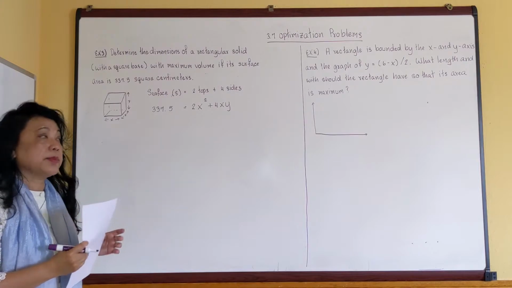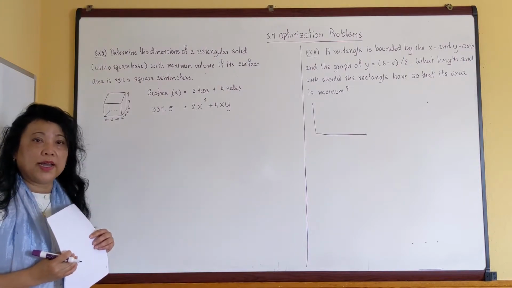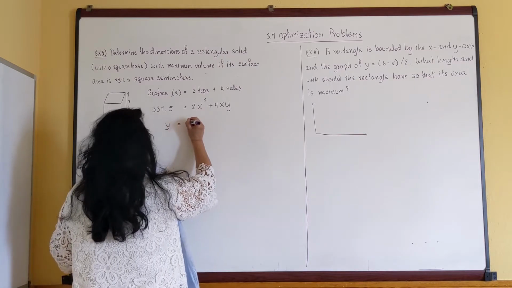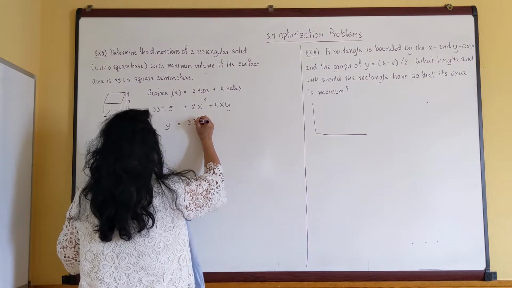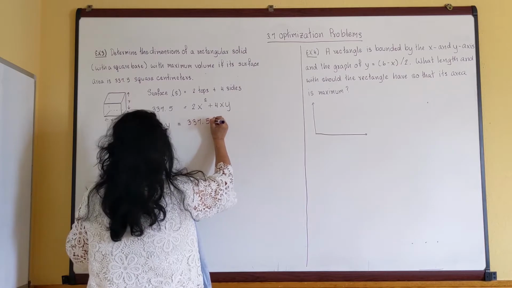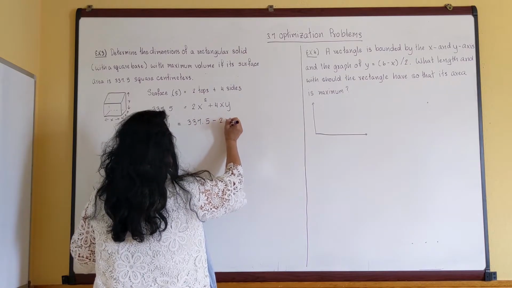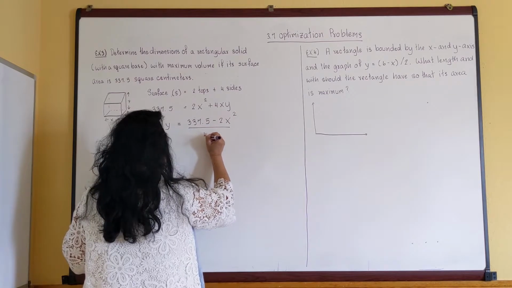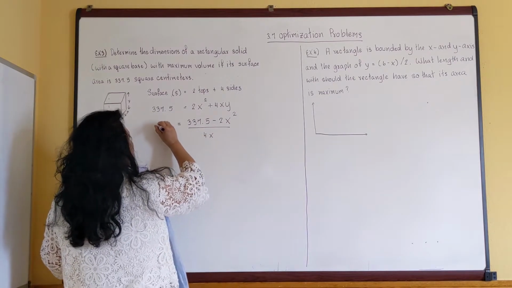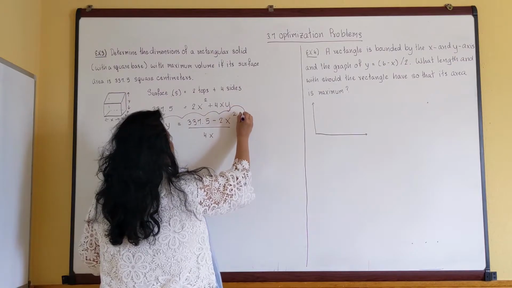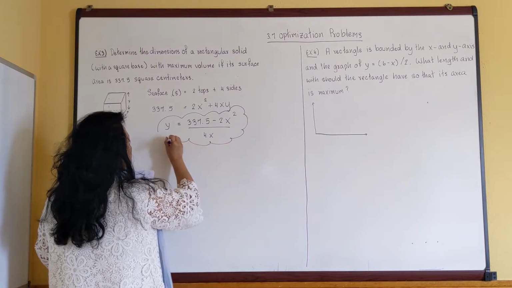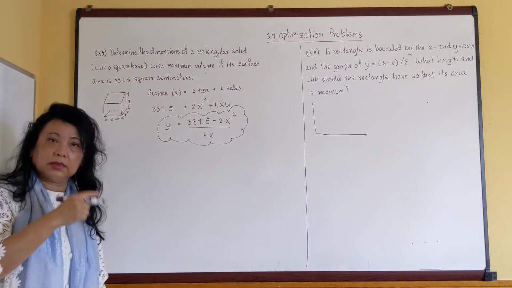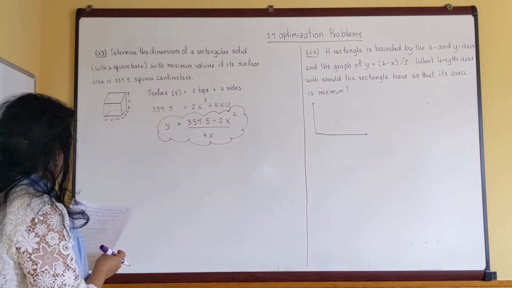Now I have two variables, x and y. I'm going to skip steps again. I'm just going to solve for y. So my y is going to be 337.5 minus 2x squared over 4x. Let's box it so we come back to it later. You might want to check my algebra here. It's correct, but just so that you know what to do.